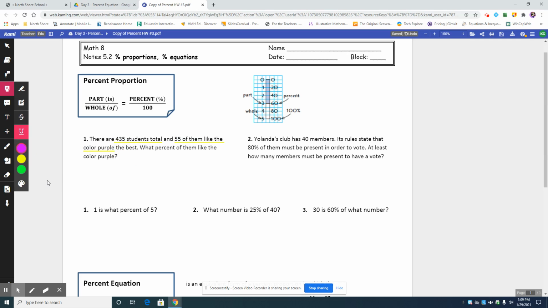Now, I sure like the color purple as well. And the question says, what percent of them like purple?